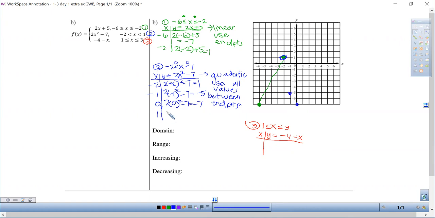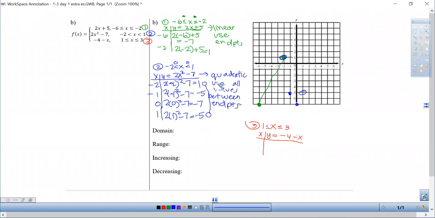And then when we plug in 1, 2 times 1 squared is 1, times 2 is 2, minus 7 is another -5. So at 1, I'm going to have a point at -5. This was the end point, so it's open. So remember that it was open here, open here. All of those are solid and connected between there.